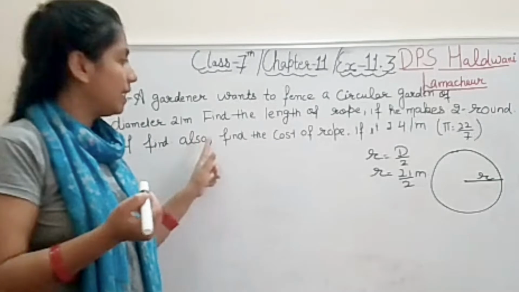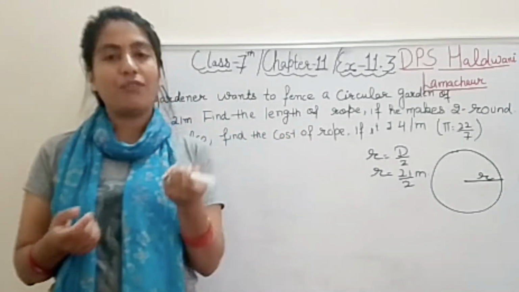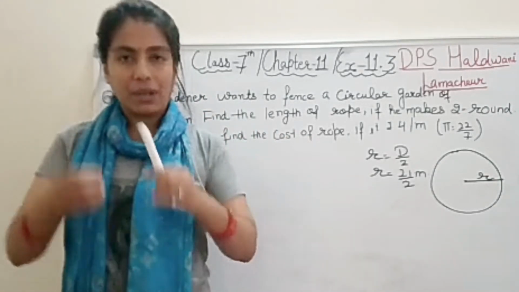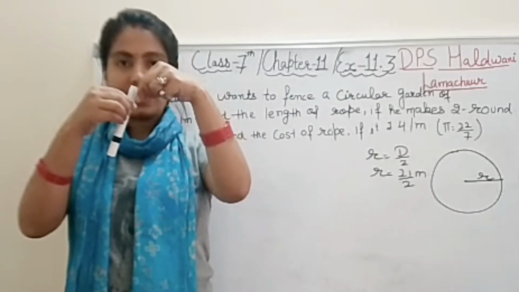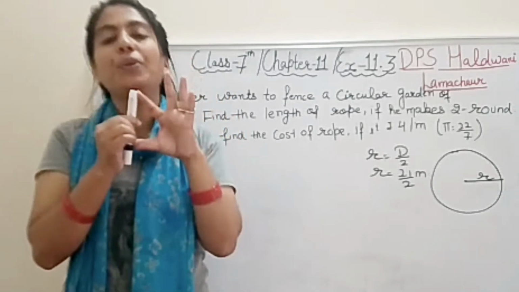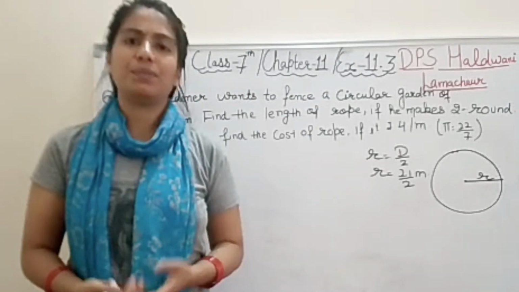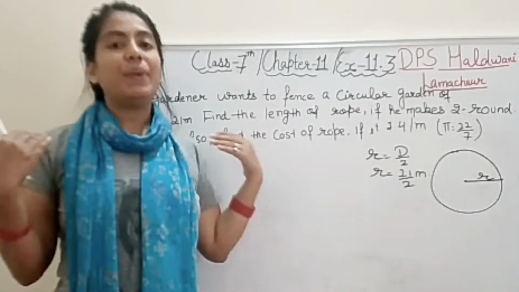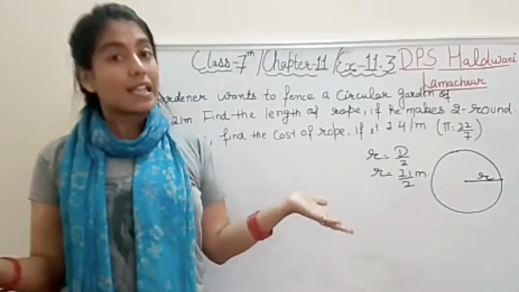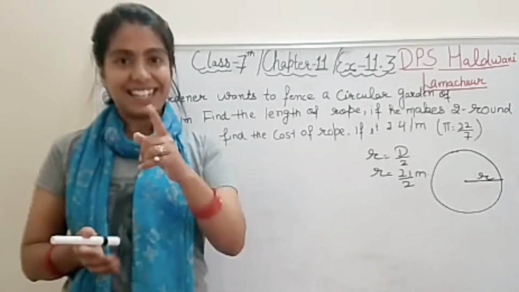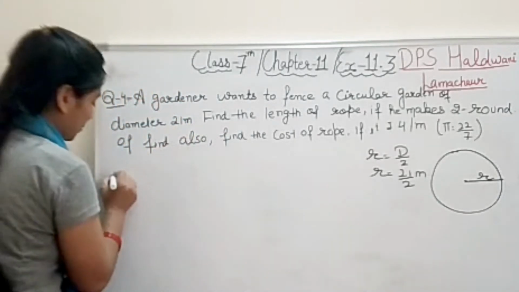Next line, also find the cost of the rope. Obviously you will purchase some rope, and whatever the circumference of that circle, whatever rope you require, how much it costs, that also you have to find out. This type of question you have done many times in your previous exercises as well as in your previous class. Right students? So let's start the solution.